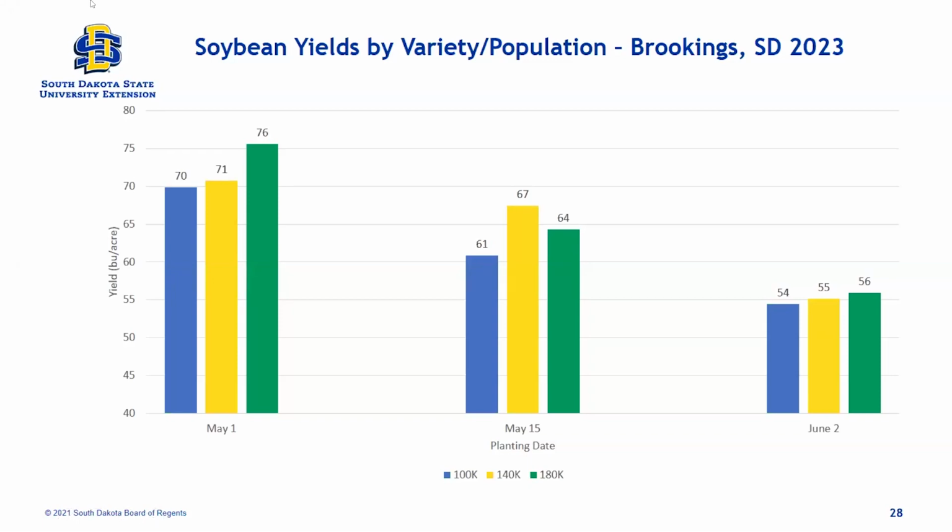So again, here's Brookings in 2023, average yield for planting dates and planting population. So you have 76 all averaged. For the 180,000 you have about a five bushel difference here for the May 1st planting. For the May 15 planting, you don't have that difference; it seems the 180 is doing better, but it's actually the 140 that is doing better, and it's almost incomparable. Almost no difference for the June 2nd planting date right there.